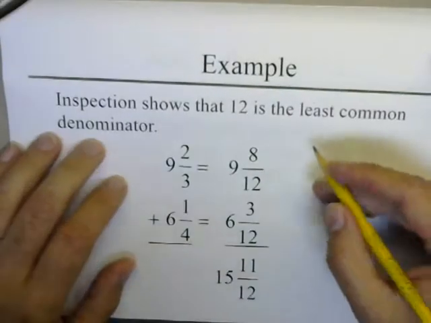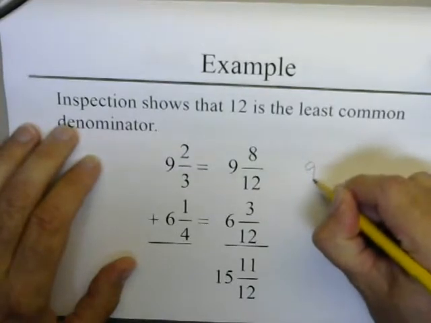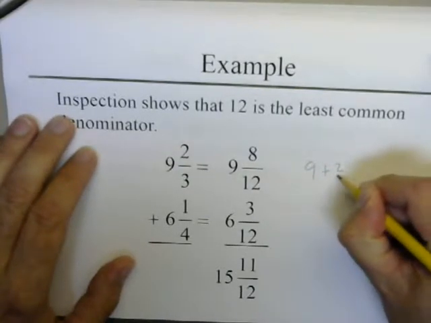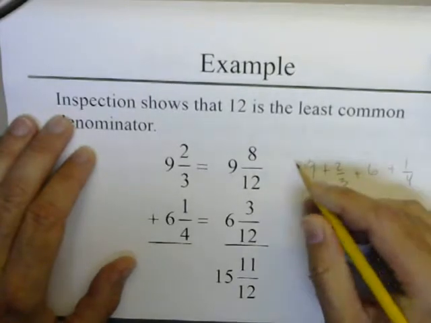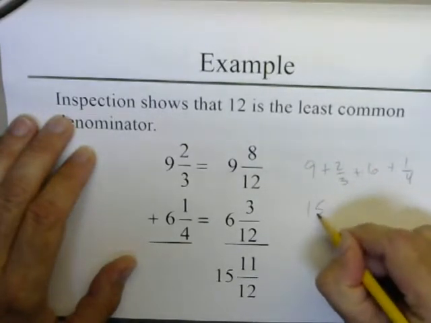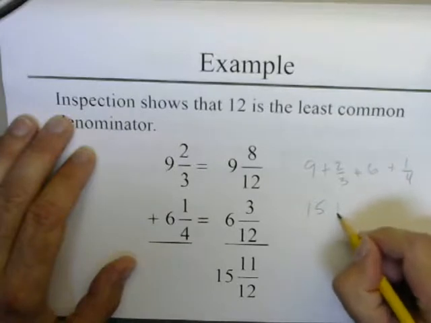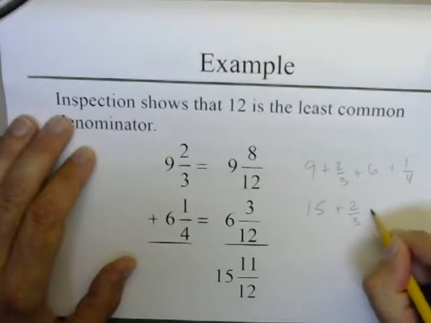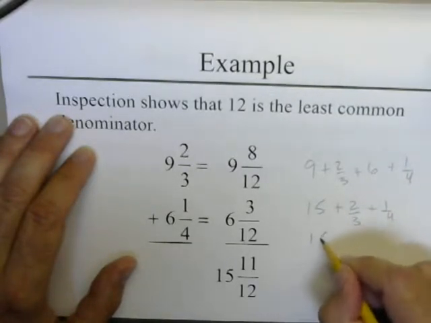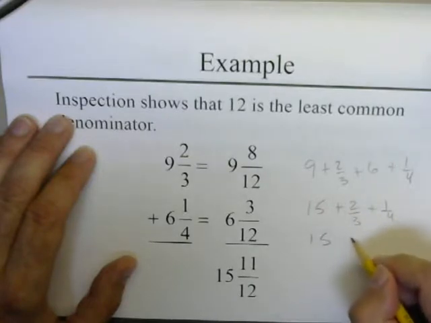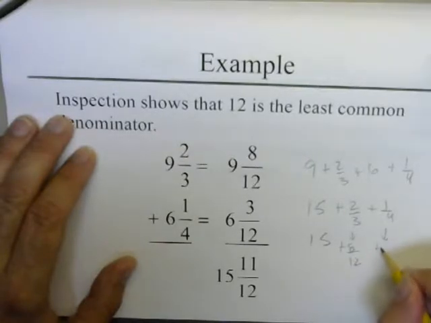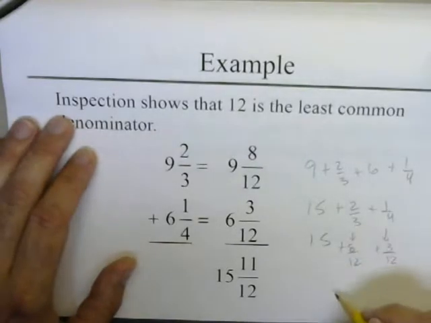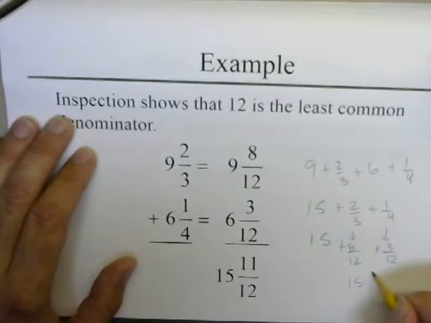Right? So another way you could think about this is as 9 plus 2/3 plus 6 plus 1/4. You could add the 9 and the 6, that would give you 15, and then you'd have the fractions 2/3 plus 1/4, and then just change those to the same denominator. So this would become 8/12, and this would become 3/12. So you get 15 and 11/12.